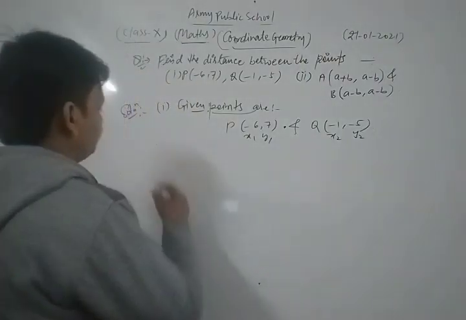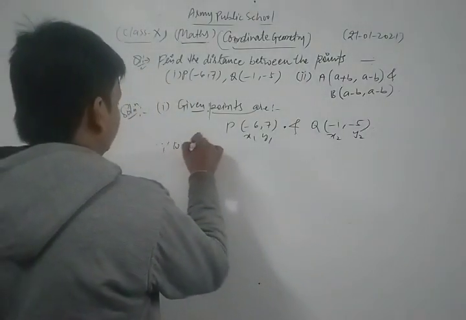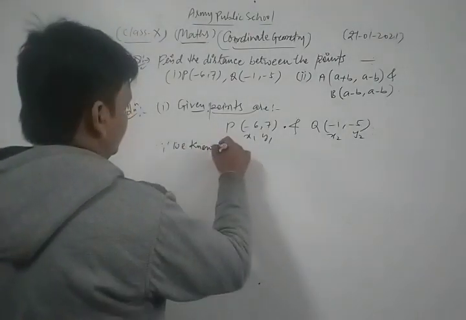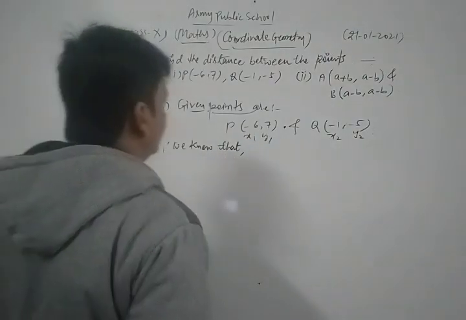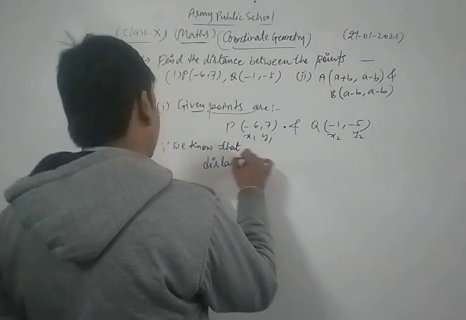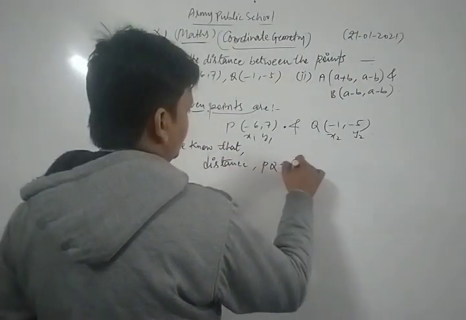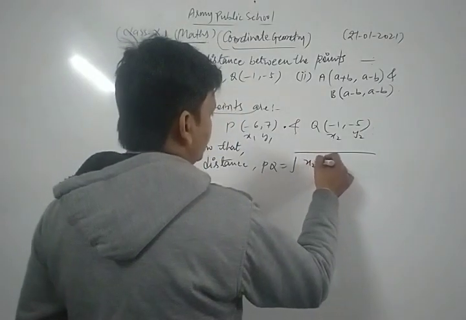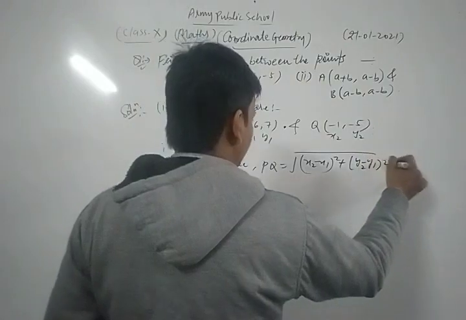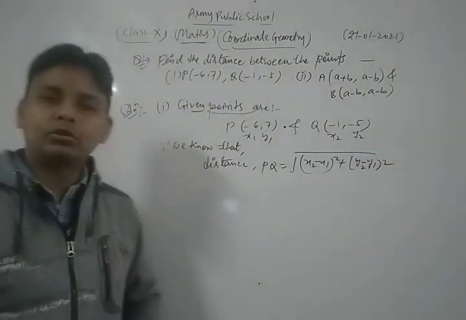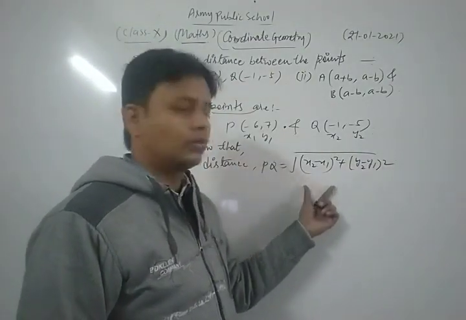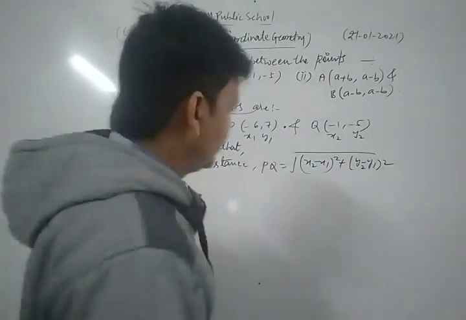Since we know that distance PQ is equal to square root of x2 minus x1 whole square plus y2 minus y1 whole square. Am I right? Just I discussed about the formula and also we proved it. Okay, now we put all the values as x1, x2, y1, y2 in that formula. So we get what?